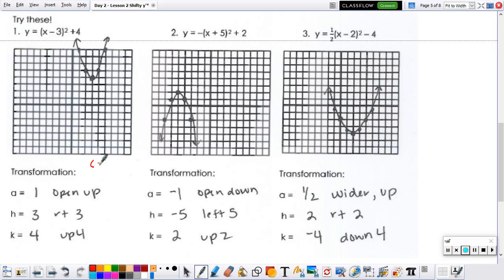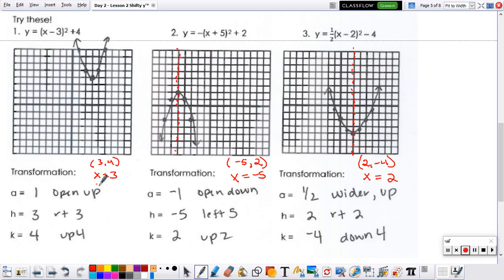Let's just make a little note that here we have a vertex of 3, 4, and the axis of symmetry is x equals 3 because it's this vertical line that goes down the middle. Here we have a vertex of -5, 2, and the axis of symmetry is x equals -5 because it's the line there. Here we've got a vertex of 2, -4, and our axis of symmetry is x equals 2.